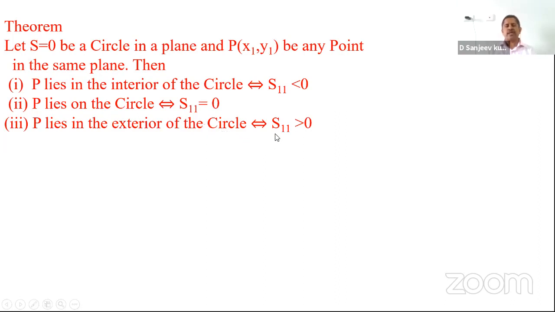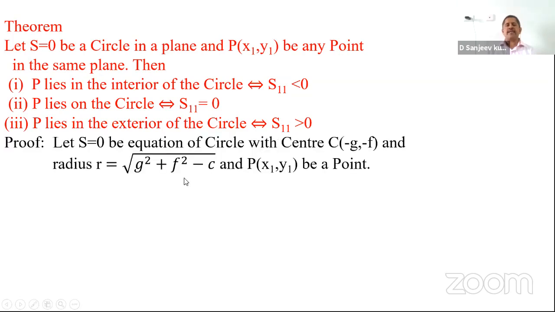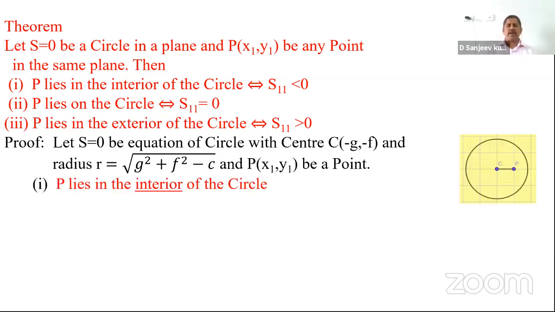So let us try to prove this statement. We take a circle equation, and the center of the circle generally we take as (-g, -f), and the radius of the circle we take as the square root of g² + f² - c. And you have taken a point P, which you are calling (x1, y1). So you have taken S = 0, then center, radius, and the point. Okay, now we take up the first case. Where is the point here? The point is inside the circle, isn't it so? P is inside the circle.